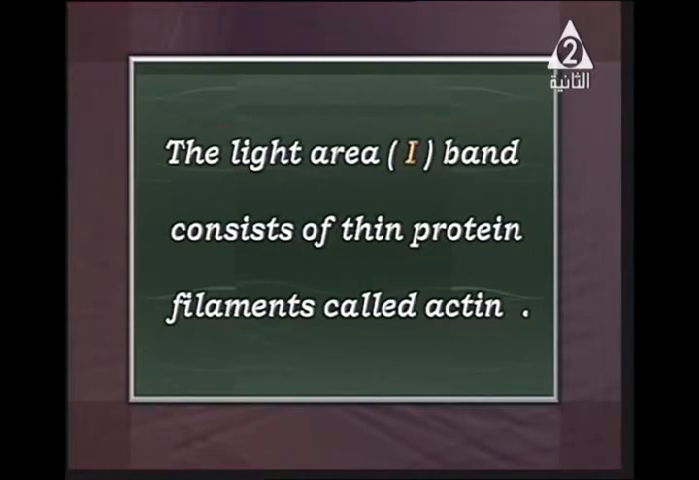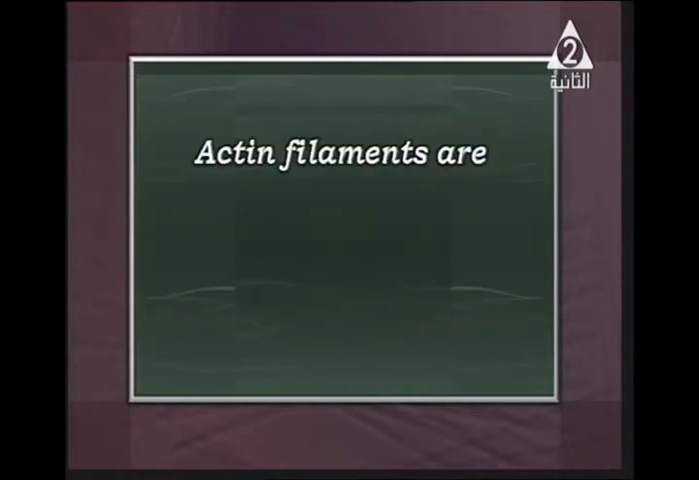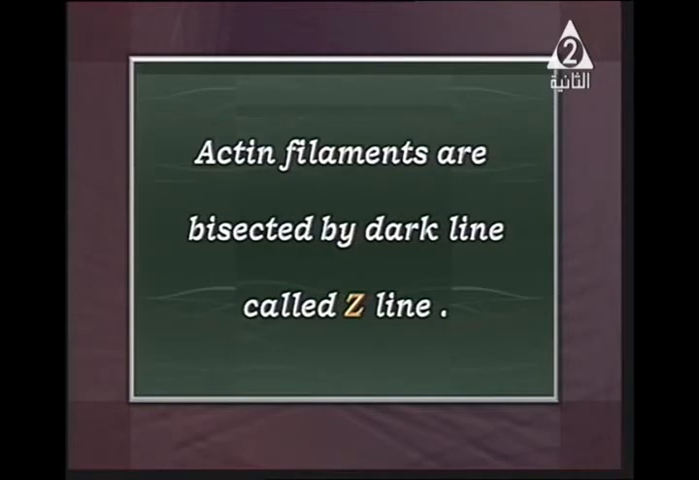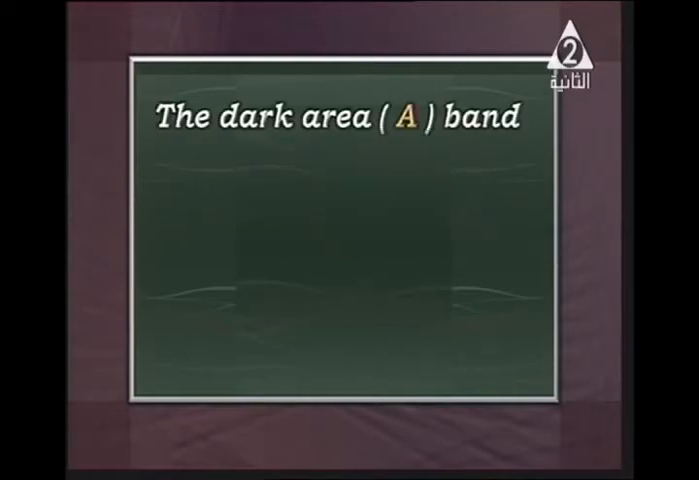Again, we have light and dark areas. The light areas are called I bands, and consist of a thin protein filament called actin. What about the dark one? Well, the actin filament is bisected by a dark line called the Z line. Again, the light I bands are bisected by another structure called the Z line.